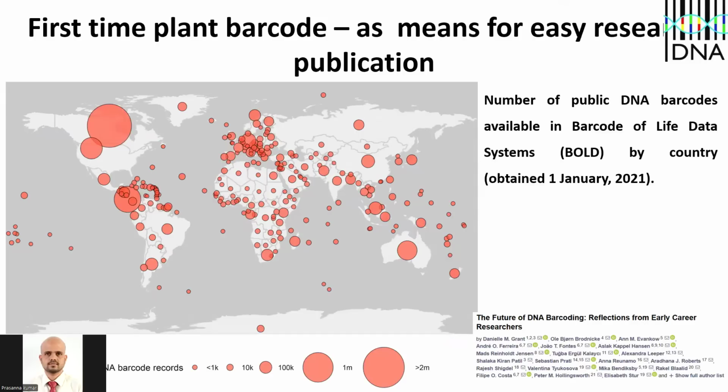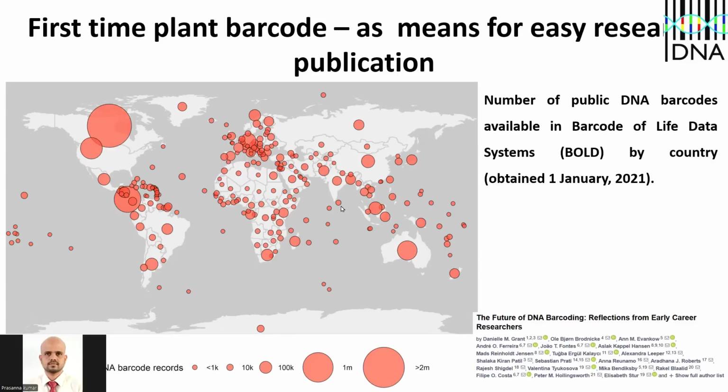So here is a picture, a paper called The Future of DNA Barcoding: Reflections from Early Career Researchers. He clearly published and correlated the number of barcodes generated so far from 2003 to 2021, and see the size of the bubble. The size is directly proportional to the number of barcodes being generated. See, in India, the effort is clearly not enough.